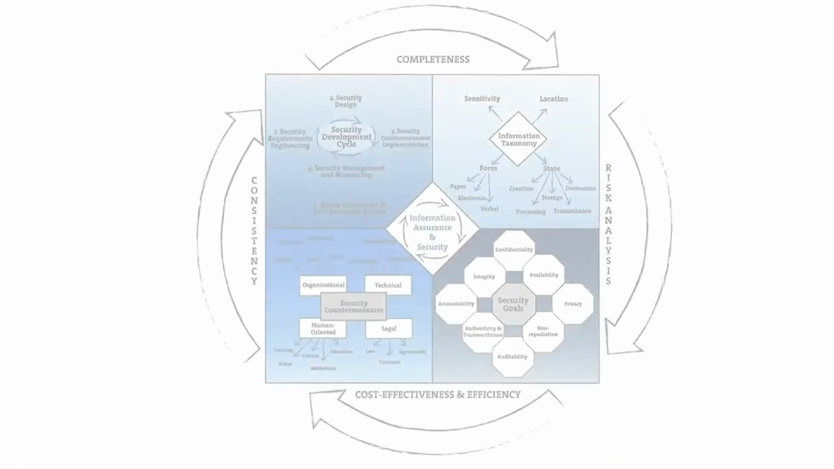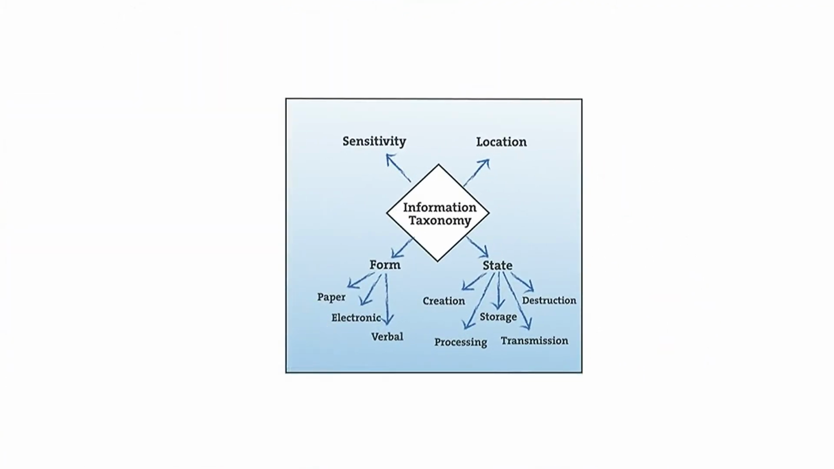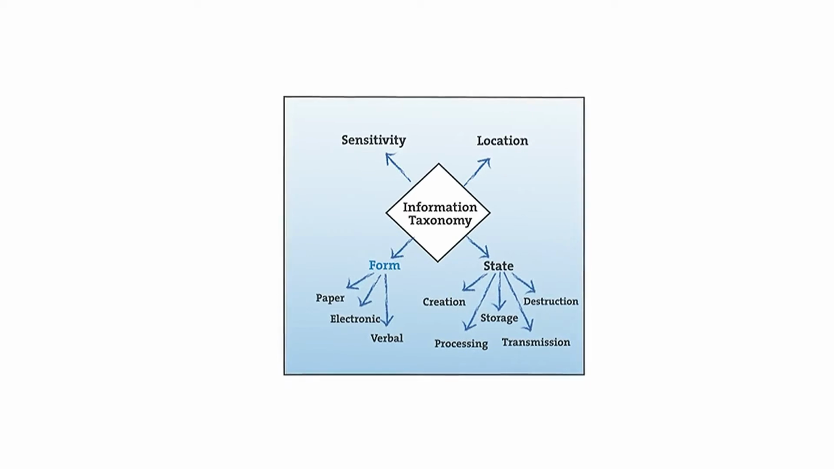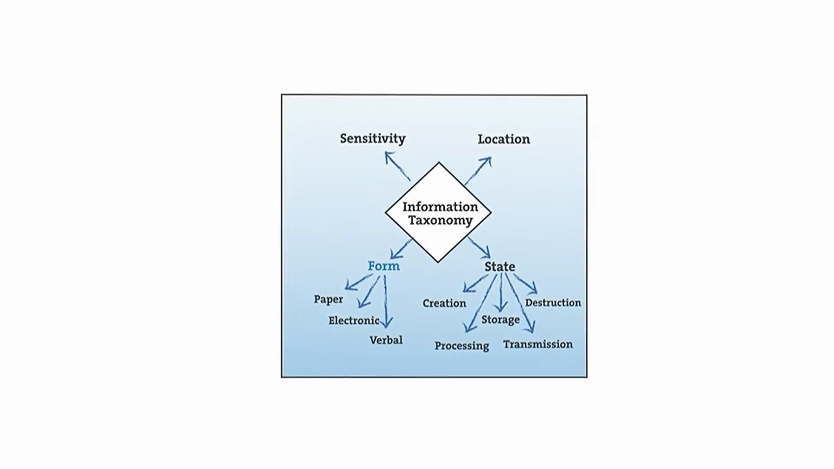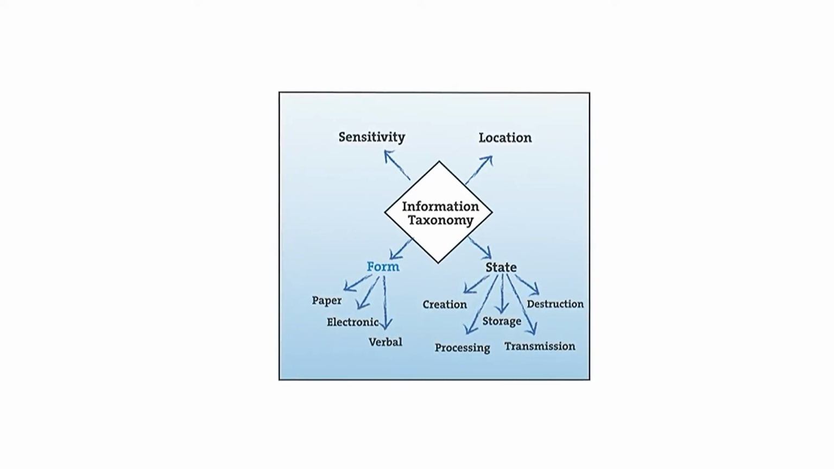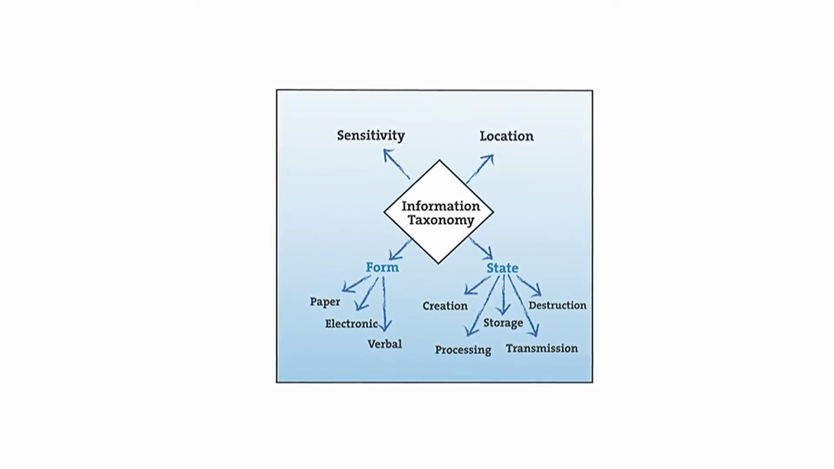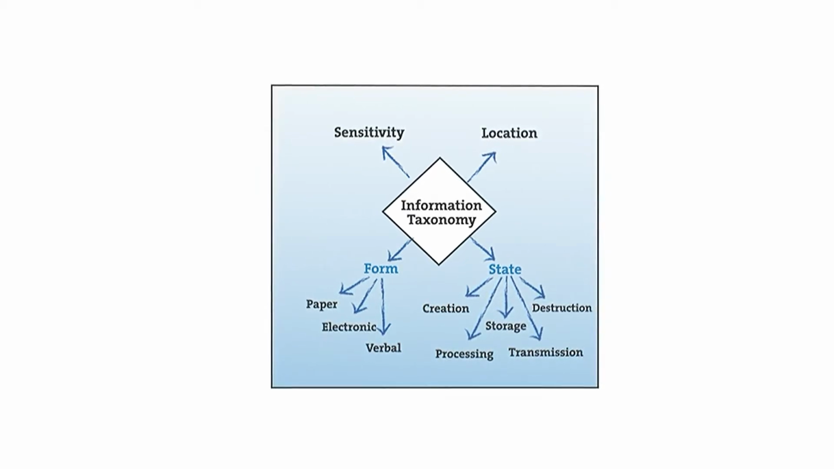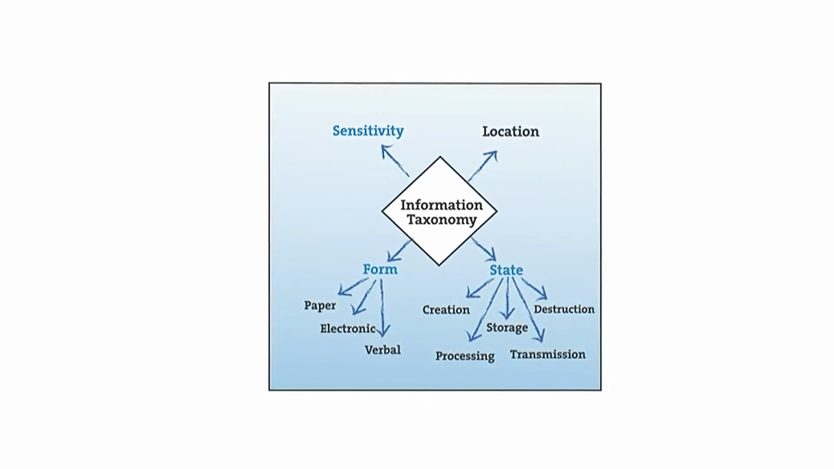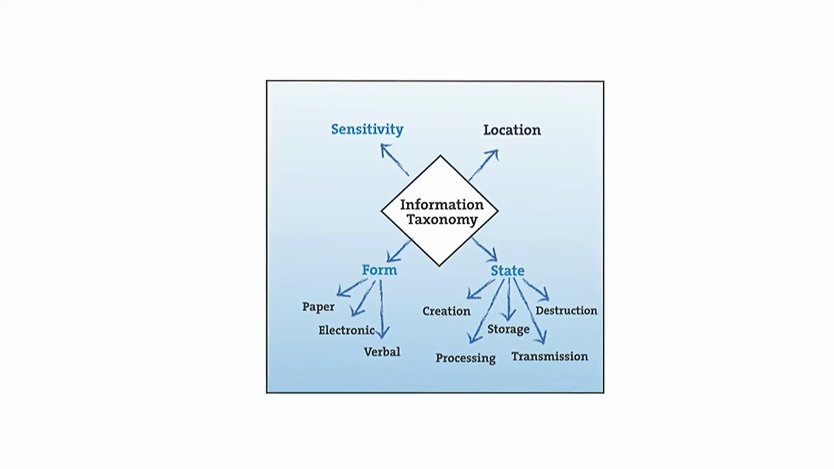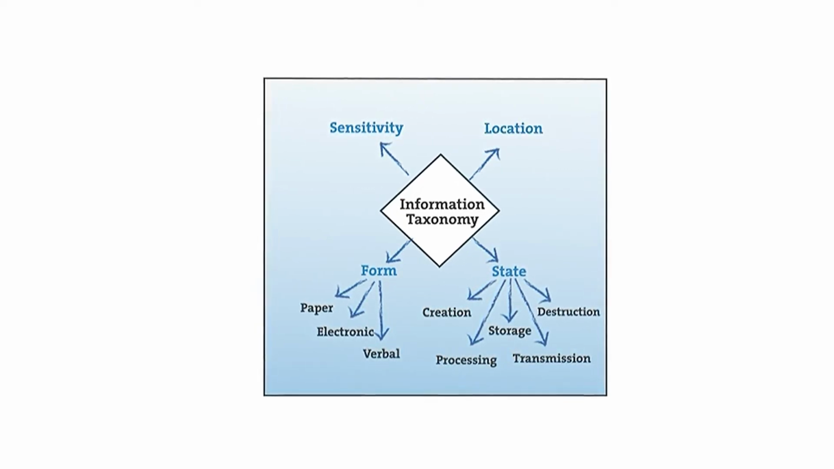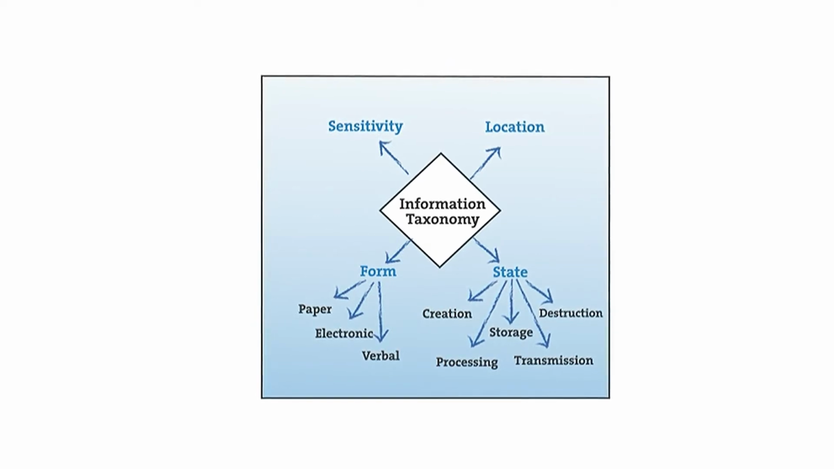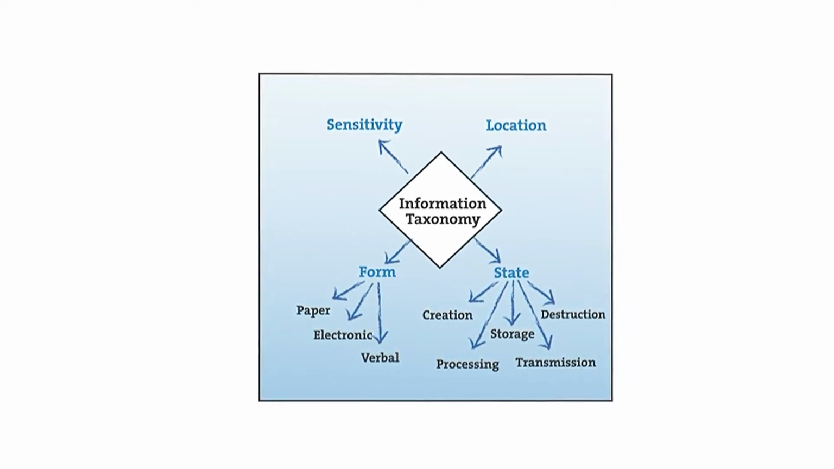Our first step is to consider the information that we are able to consider in an organization. This is referred to as the information taxonomy. They have form, paper or verbal or electronic, each located in different areas of our organization. They have a state which varies over time from creation through to destruction, and they can be classified by sensitivity, such as normal or official, secret, top secret, and perhaps by location. This is of course dependent on our context.